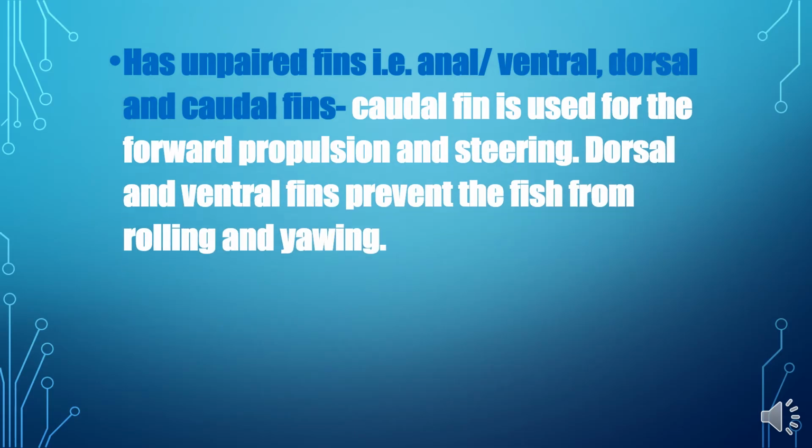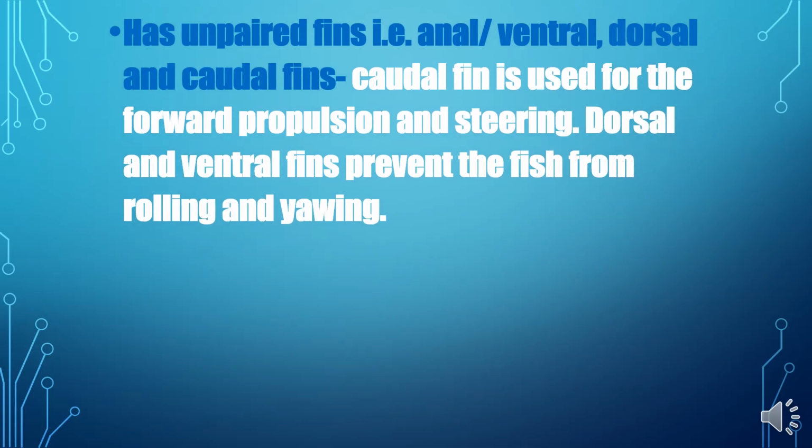It has unpaired fins apart from the paired fins, and these unpaired fins include anal, ventral, dorsal, and caudal fin. Caudal fin is used for the forward propulsion and steering. Dorsal and ventral fin prevent the fish from rolling and yawing.